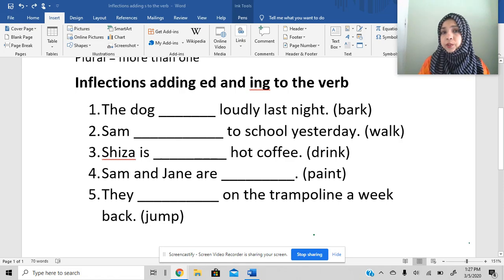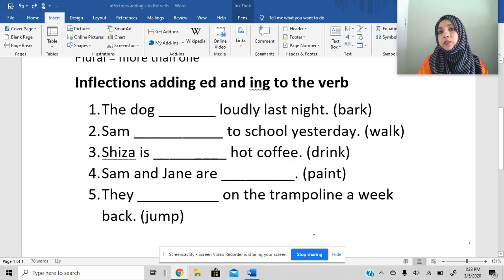Now, we are going to do inflections adding ed and ing to the verb. When we add ed to the verb, that means something has happened in the past. What are the clues that are going to tell us that something has happened in the past? It could be yesterday, day before, last night, last month, last year, at lunchtime, at dinner time. All these are going to tell us that something has happened in the past. And then we are automatically going to add ed to the verb.